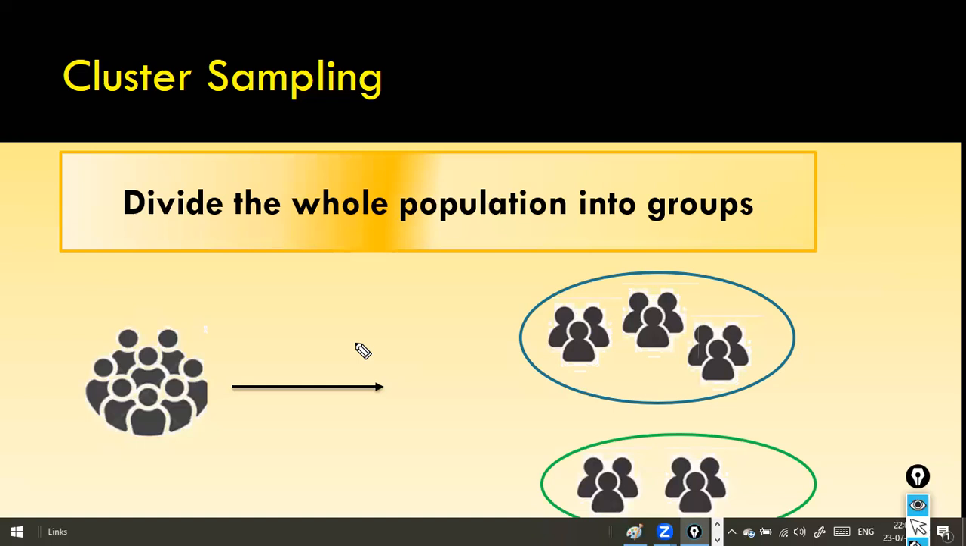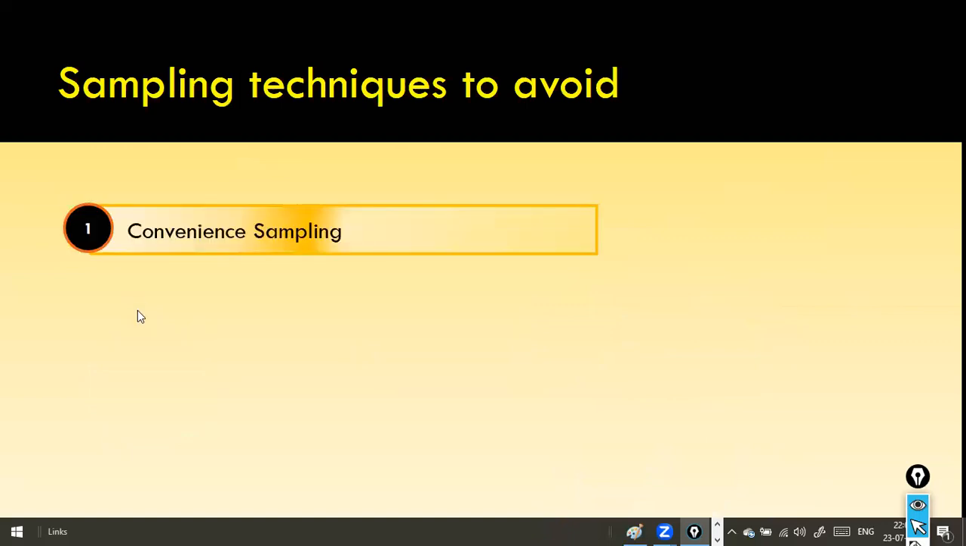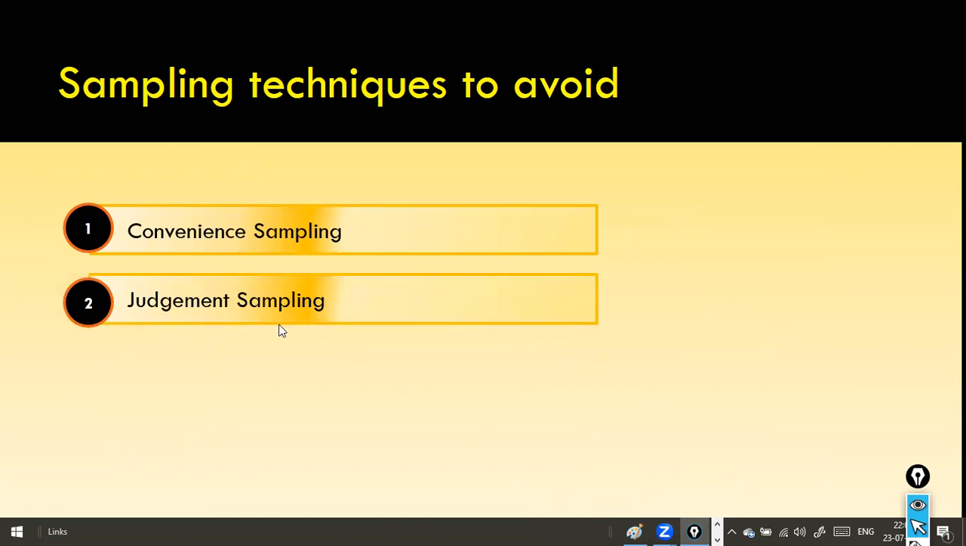In this kind of situation, you can save cost and to some extent time also, because you are grouping a set of retail stores in a cluster, all the stores in some location. In that kind of situation also, you can go for cluster sampling. And what are the sampling techniques to avoid? Convenience sampling and judgment sampling. These are very biased ones.